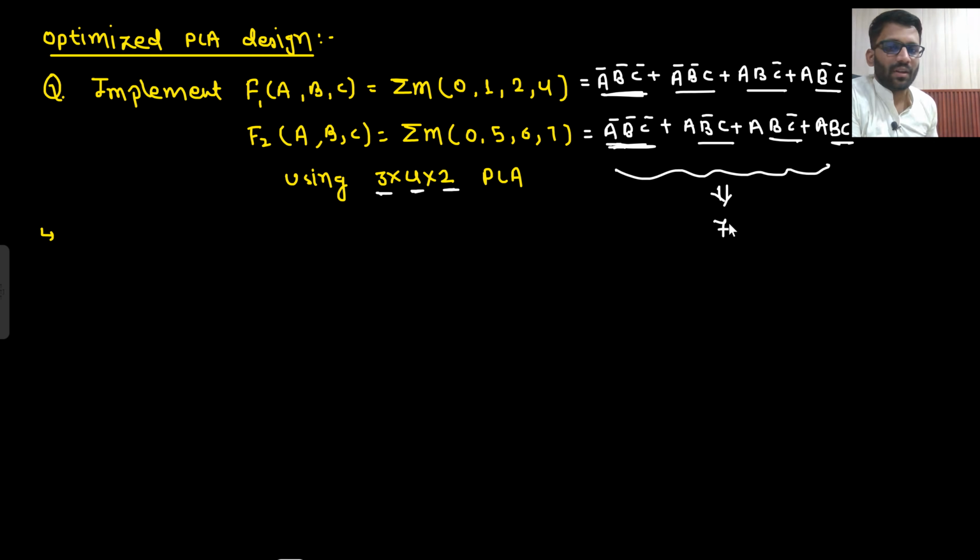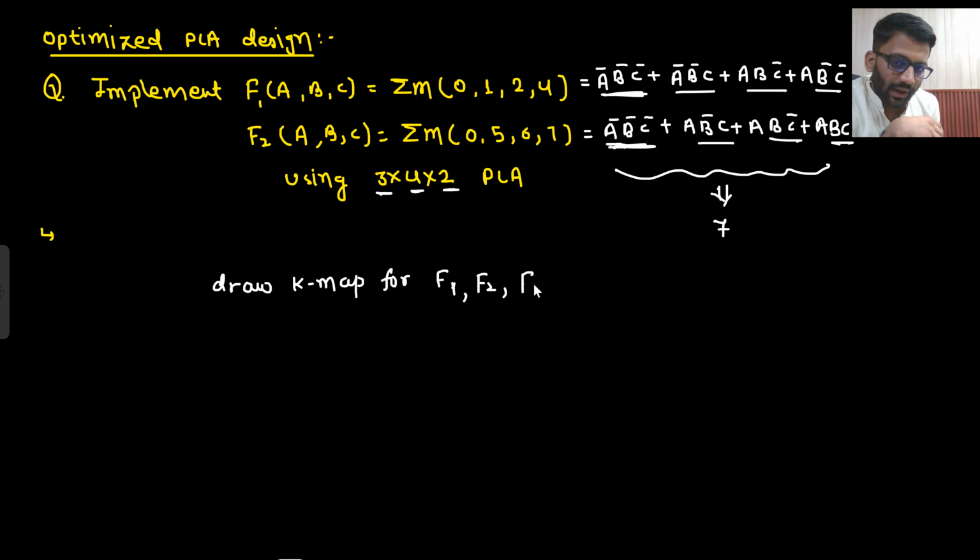You will draw the K map. But will you draw the K map for F1 and F2 only? No. I will draw the K map for F1, F2, and F1 bar and F2 bar. If I find something common between these, let's say between F1 and F2, this is also fine for me. F1 and F2 bar, because going from F2 bar to F2 is very easy for me.